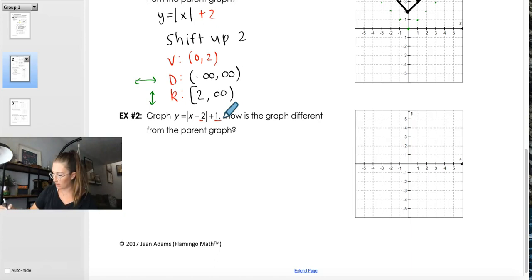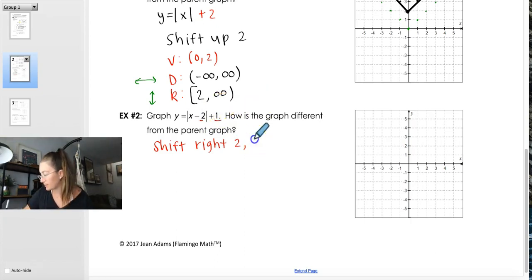So let's go ahead and talk about that. Let's talk about this -2 first. -2, inside. Inside's opposite of what you think. Inside is horizontal. So I'm thinking that this is left 2, but really this is right 2. So this is going to shift right 2. And then this +1 on the outside is vertical, so that's ups and downs, same as what you think. So this is going to go up 1.